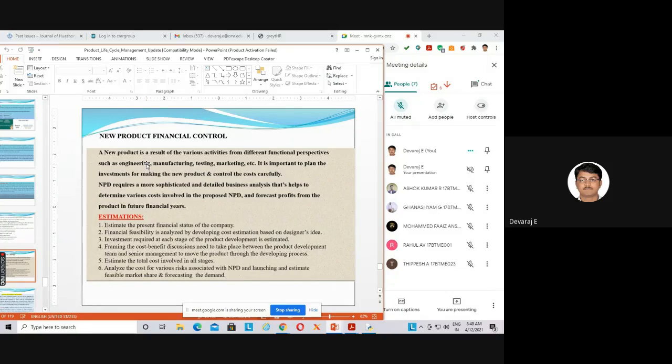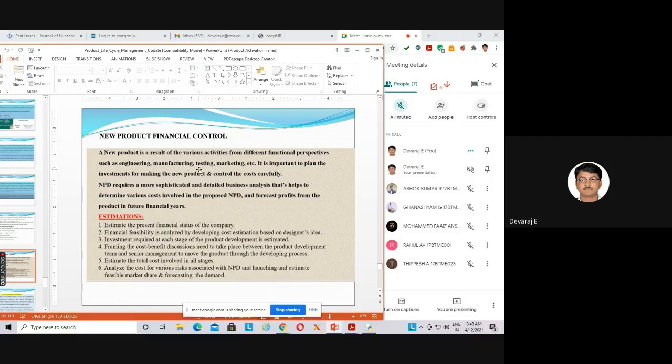And how can you control the money or cost in all this process? Those things you will study in this topic. A new product is the result of various activities from different functions, such as engineering, manufacturing, testing and marketing. These are mainly where the company will be investing money or cost in every asset. So it is important to plan the investment for making a new product and control the cost carefully.